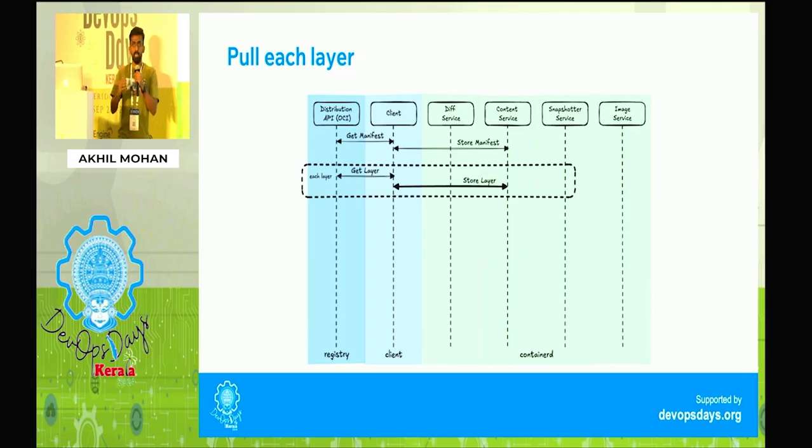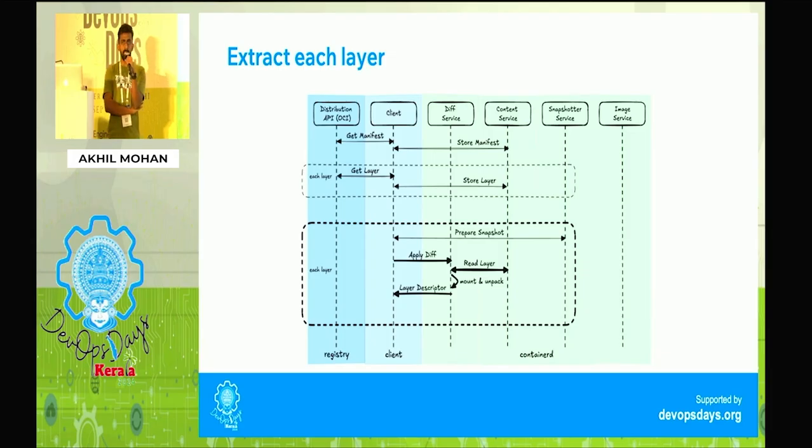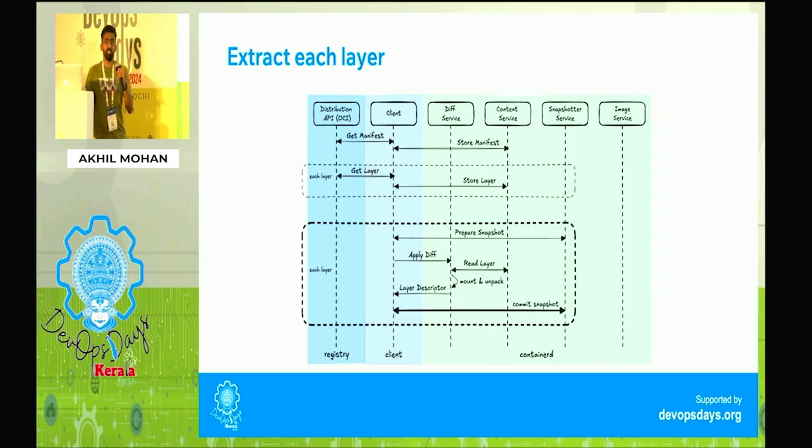Once all the layers are in, we need to extract and perform an operation called preparing a snapshot. For each layer that we have fetched, we call the prepare snapshot call, which extracts each layer and then mounts one layer on top of another, and finally creates a committed snapshot, which is a read-only file system for your container. And that's basically the complete pull and extract process.